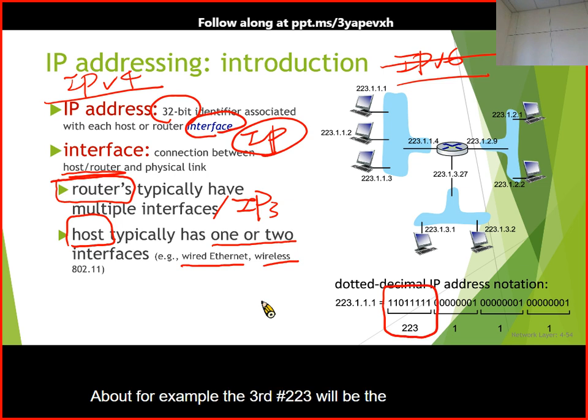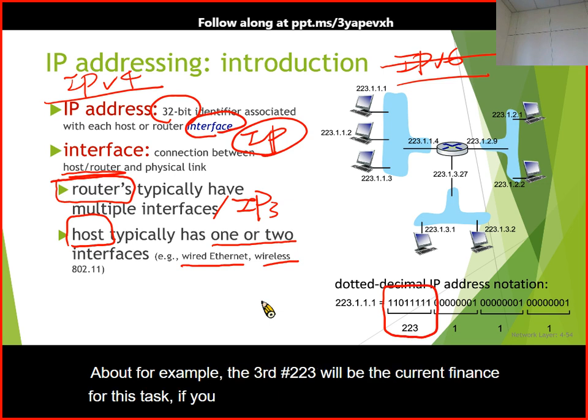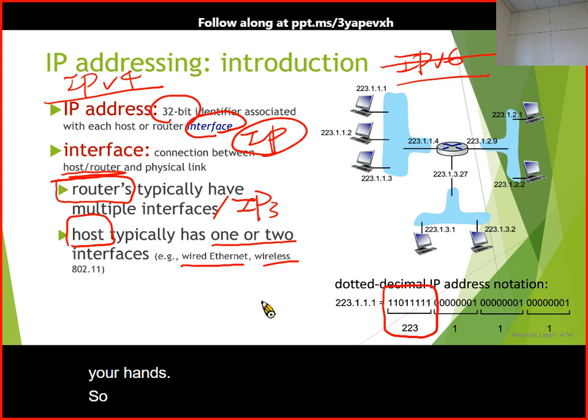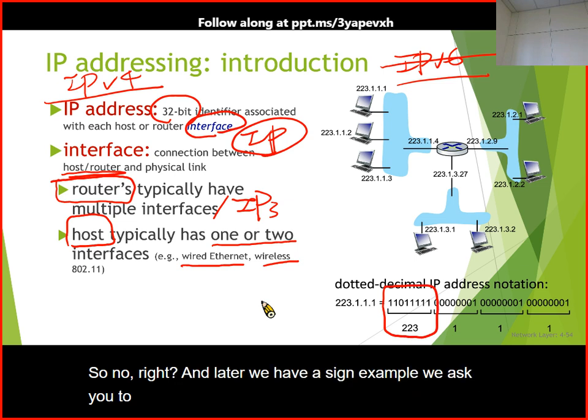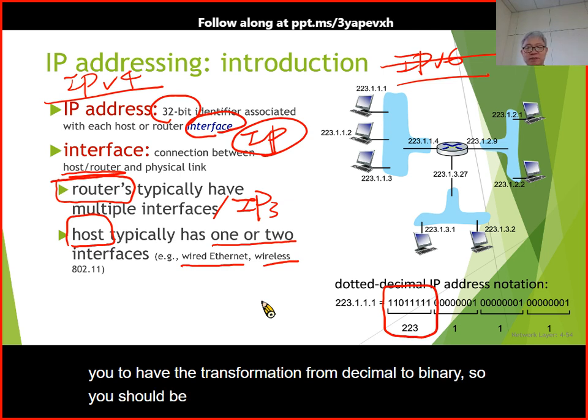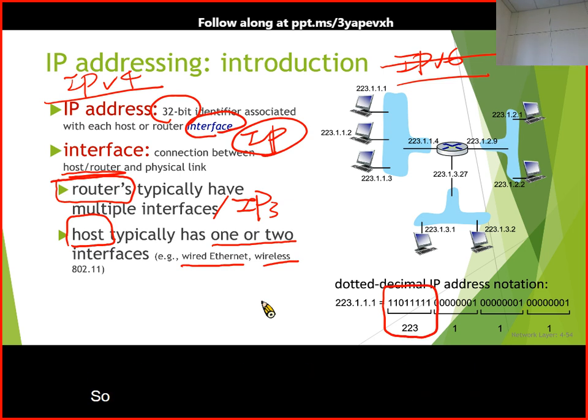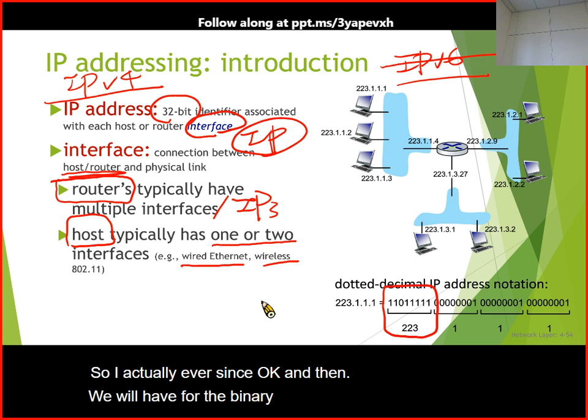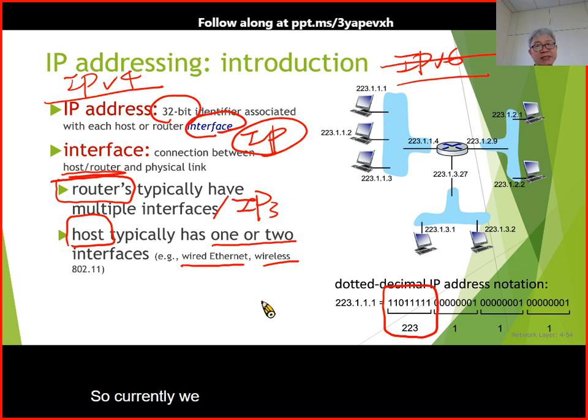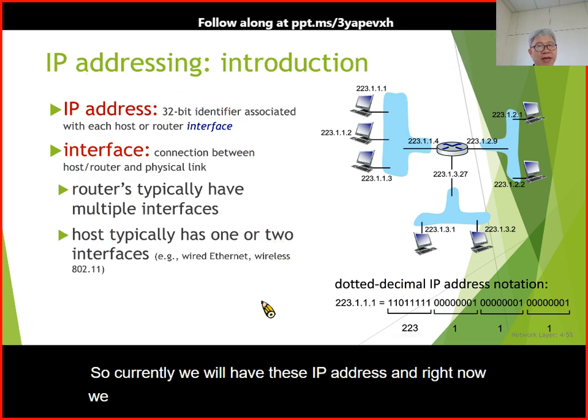For this, if you feel any difficulty, raise your hands. So no, right? And later we have some examples. We'll ask you to do the transformation from decimal to binary, so you should be familiar with the transformation. So I assume everything's okay, and then the current dotted decimal IP addresses, then we will have the binary form. So currently we will have this IP address.